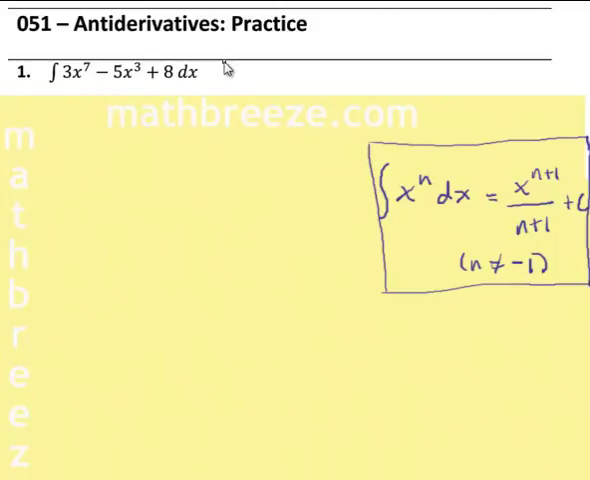Alright, so we're going to use this here. We're going to integrate term by term, leaving the constant in front. We have x to the 8 over 8 minus 5x to the 4 over 4 plus 8x plus c.